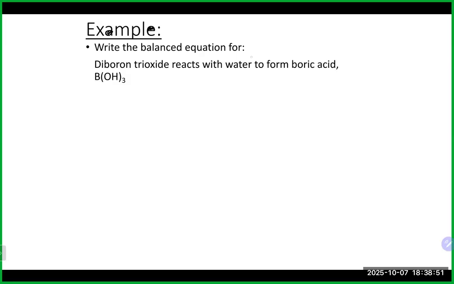All right, let's take a look. So diboron trioxide, that's definitely type 3. So prefixes mean B2O3. Reacts with water, which we hopefully know is H2O, to form boric acid, which is B(OH)3 in this case. Again, I'm not concerned about the balancing part here. You want to, again, get the correct formulas down. Now you should be concerned about the balancing. So let's take a look at that.